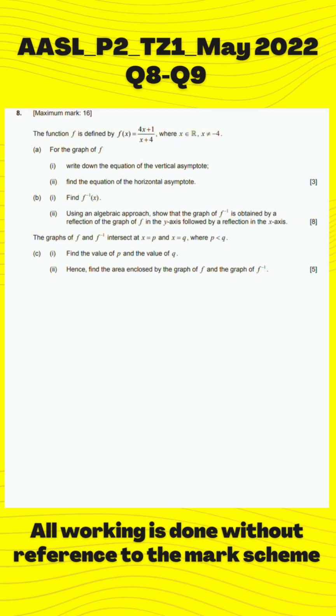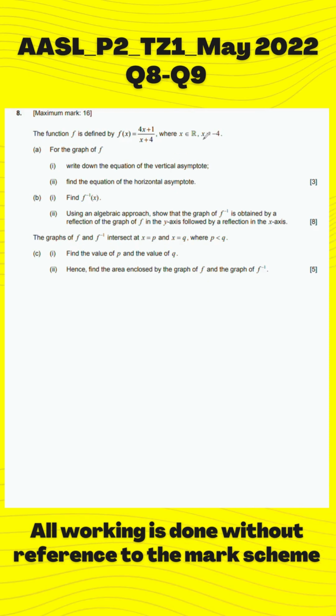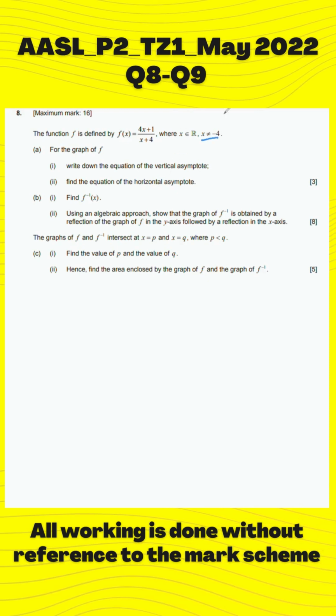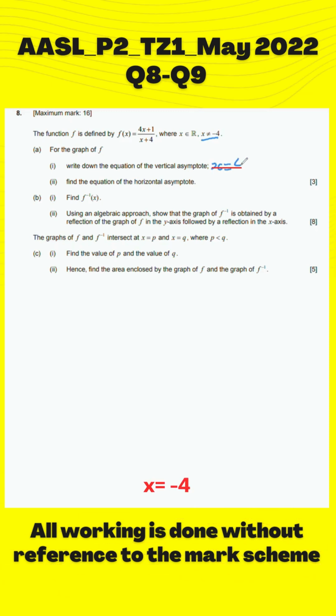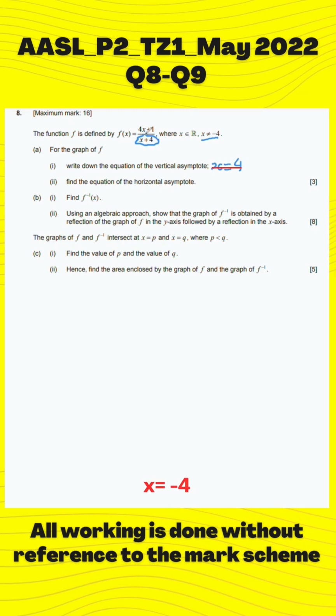IB maths is easy. Question 8. Write down the equation of the vertical asymptote. The domain is x not equal to -4, so the vertical asymptote will be x equals -4. We make the denominator equal 0.